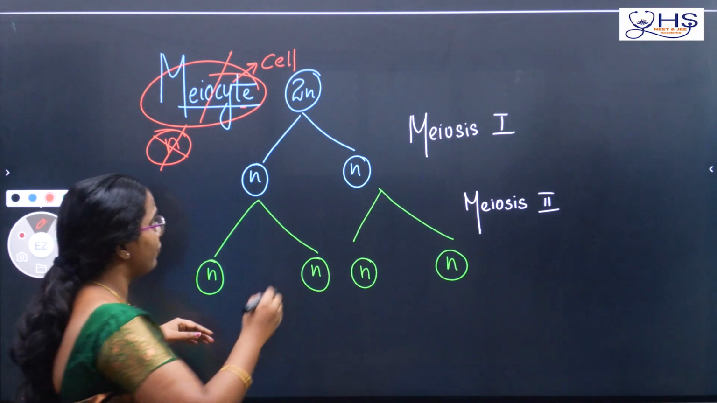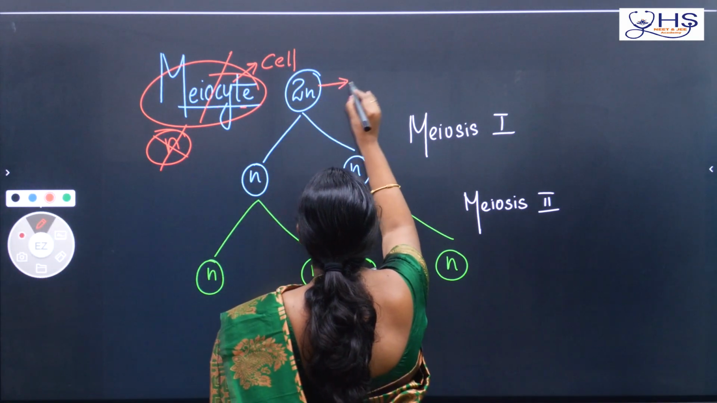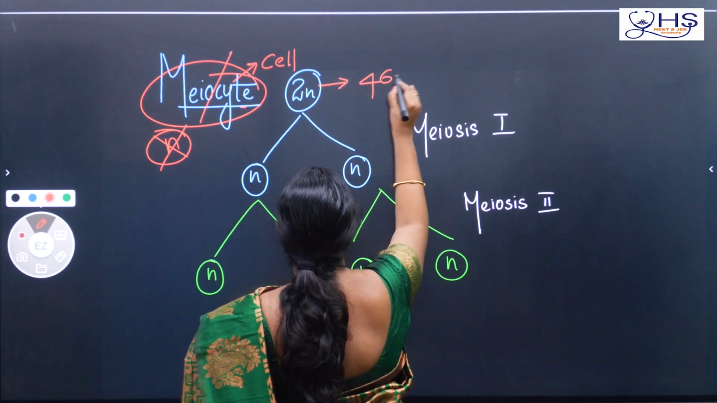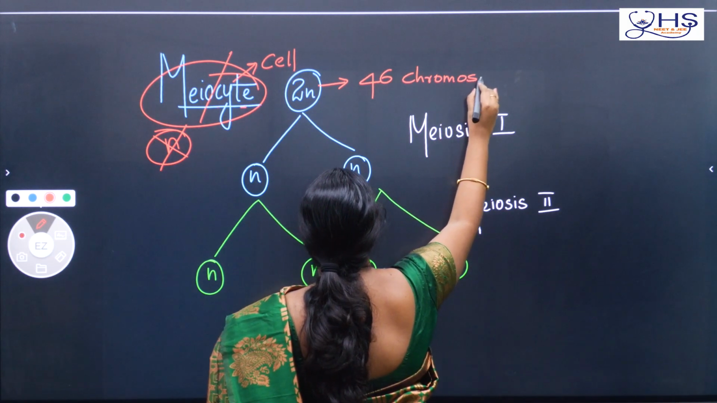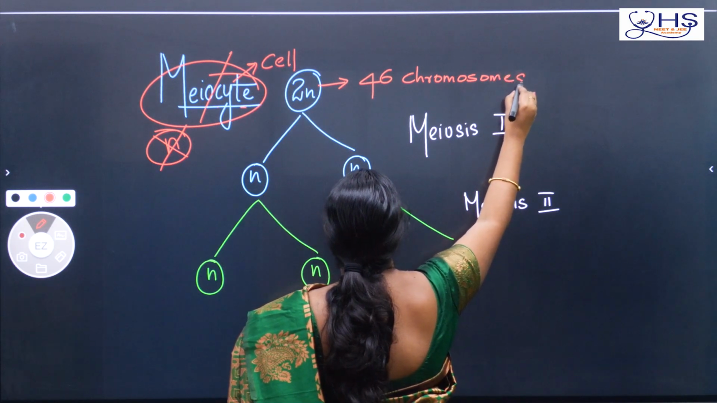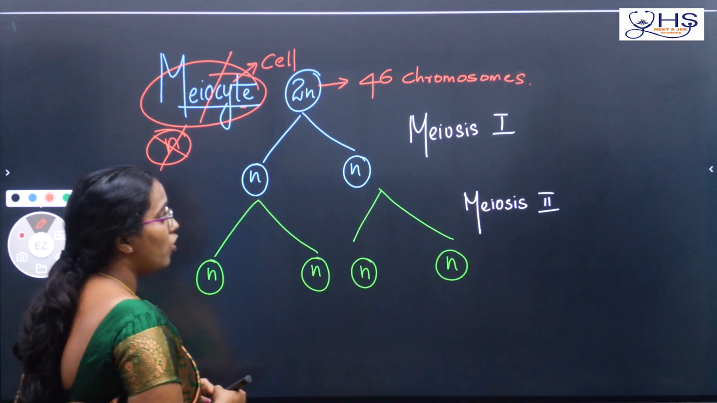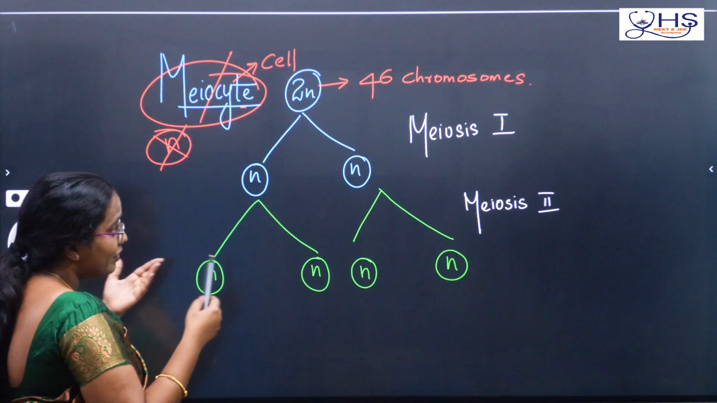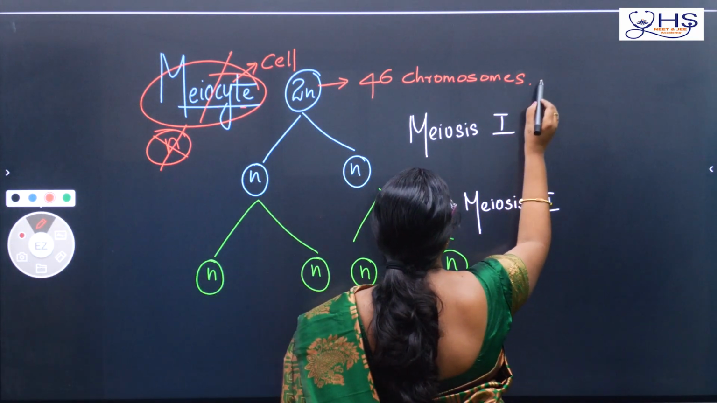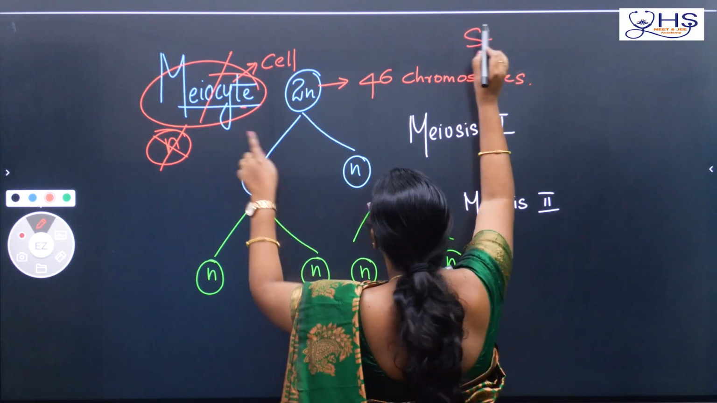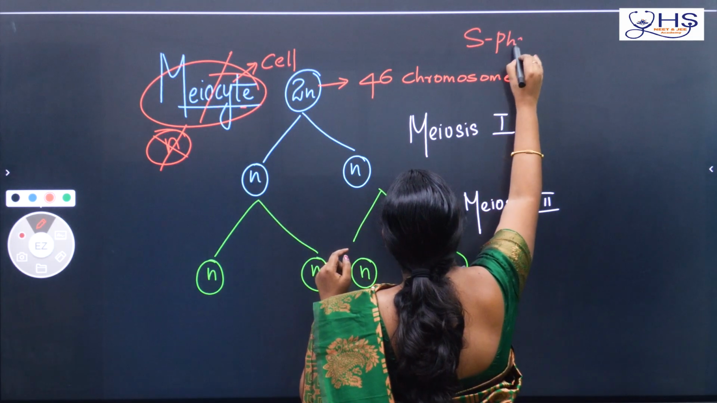And what is the meaning of 2n? It contains 46 chromosomes. If suppose the cell completed S phase, now we are taking the myocyte which completed S phase.